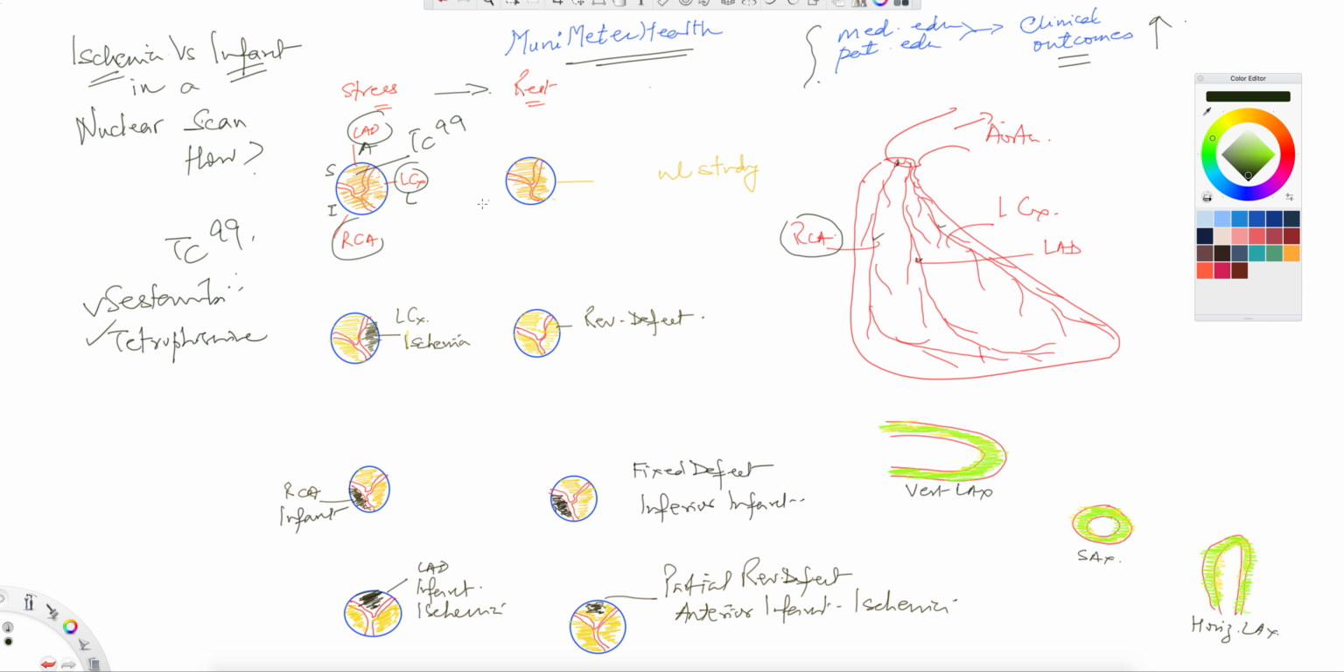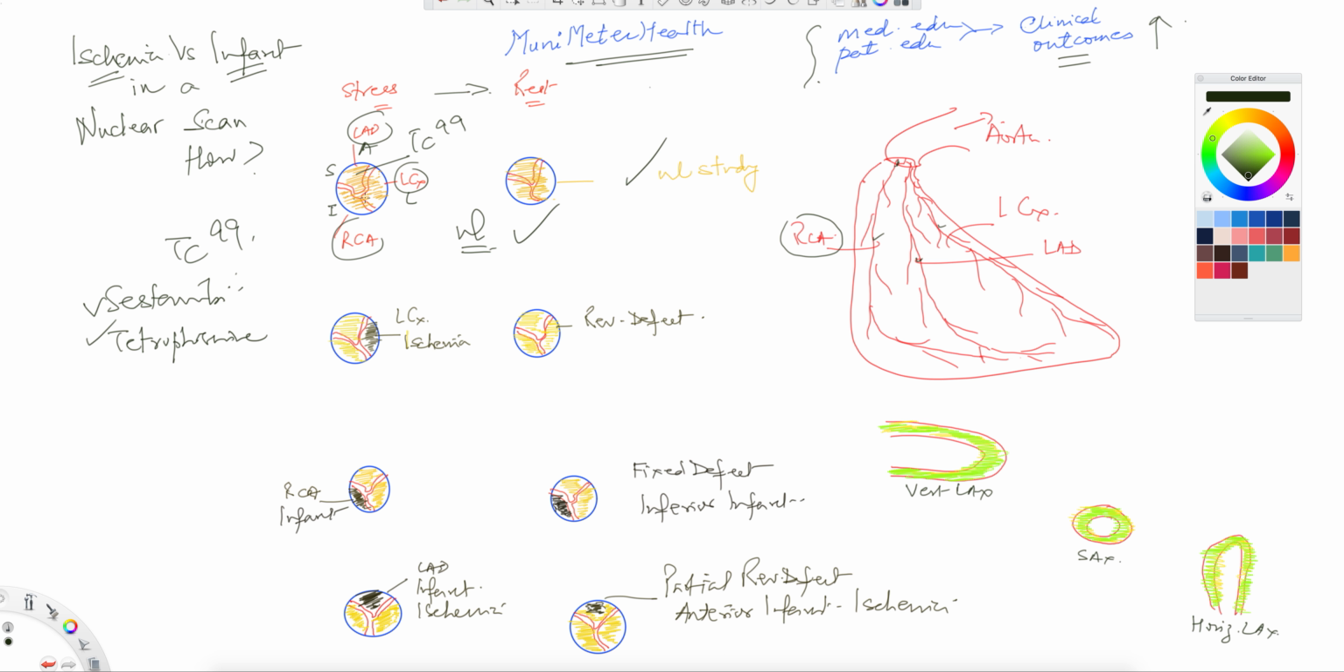So just remember that if it's been ordered for you, as long as it's safe for you, you can go for the test. Now the concern here is between the stress and the rest. If the isotope is not changing its pattern, in other words, the flow remains the same, that is considered a normal study. Why? Because there was no difference between the flow in the stress images and the rest. So it is a normal study. So that's good. So you pass the test on that one, right?